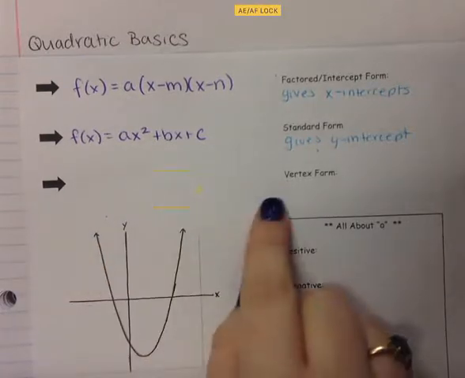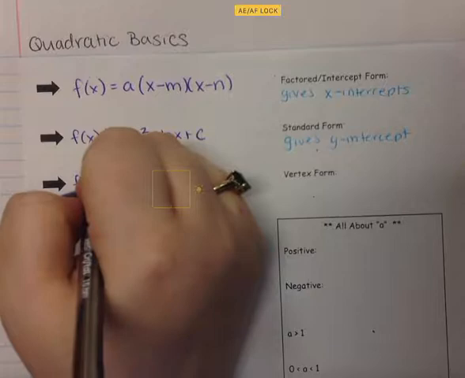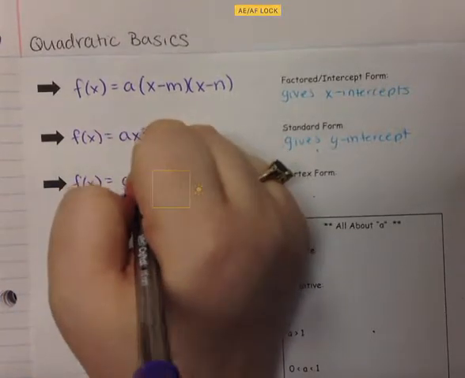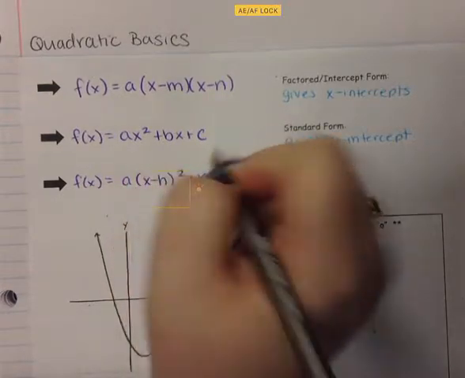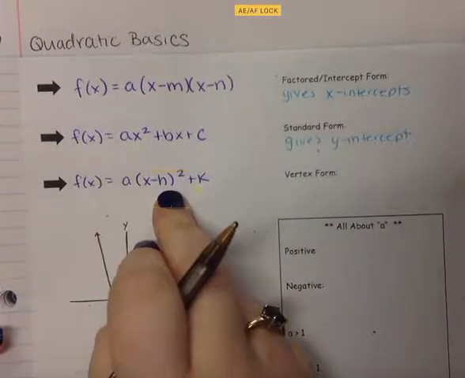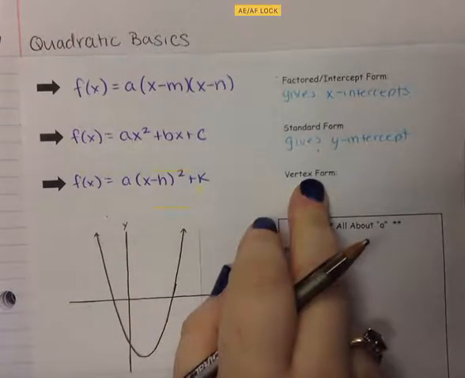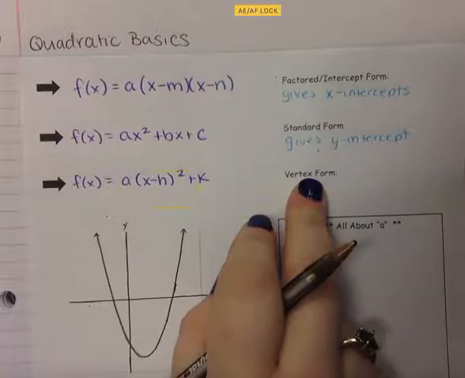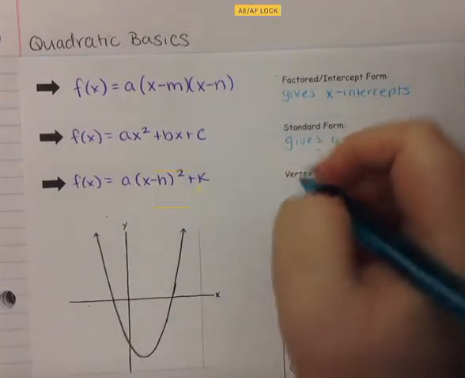And the last form that you're going to look at is called vertex form. It's f of x equals a parentheses x minus h parentheses squared plus k. Now this also comes from function notation. It's very similar to function notation because of that vertex. So vertex form will, as the name says, give you your vertex. So we'll automatically be able to find our vertex.